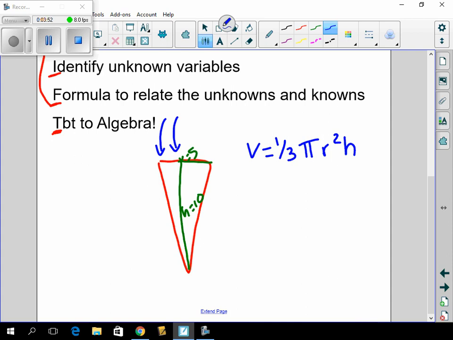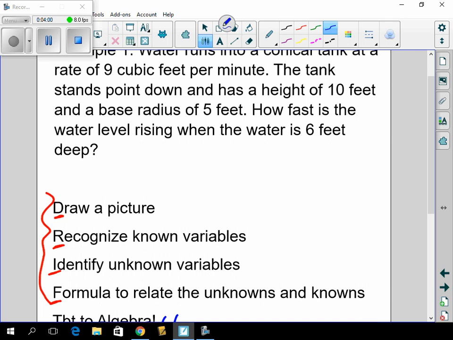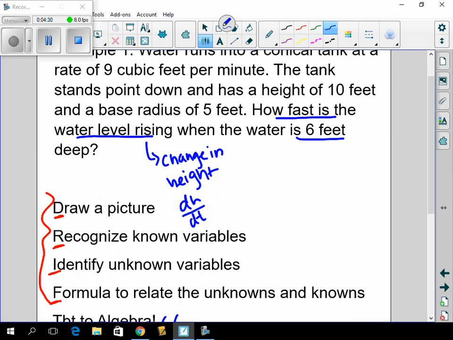And so these are my knowns. So I know that my height is 10 feet, my radius is 5 feet. I know that my water is coming in at 9 cubic feet per minute. What I'm trying to figure out is how fast the water level is rising. So how fast the water level is rising, we're looking at the change in height. So here is where I'm looking at my dH dt, right? And it gives me that I'm looking at that when the height is 6 feet.